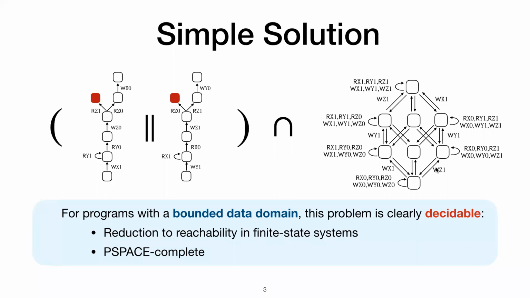If the program is finite, everything is decidable, and this verification problem would be PSPACE-complete. We check whether in this machine, the interleaving of these two threads intersected with the memory machine, we can reach one of the states that corresponds to an assertion violation.